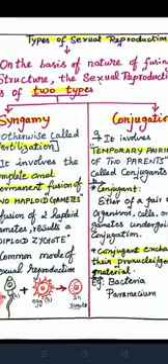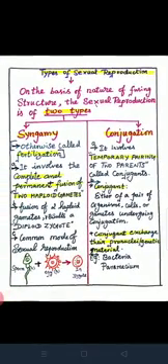Good morning, children. Last class we started sexual reproduction and completed up to the difference between internal and external fertilization, right? Let us start with types of sexual reproduction. On the basis of nature of fusing structure, sexual reproduction is of two types, syngamy and conjugation.